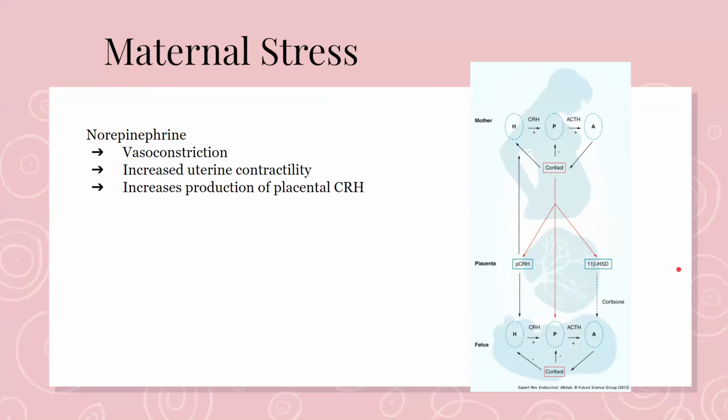And so this norepinephrine is going to cause vasoconstriction, as you know, because that's what it does. The whole placenta is basically a bunch of blood vessels. So that vasoconstriction is also going to increase uterine contractility and increase placental production of CRH.